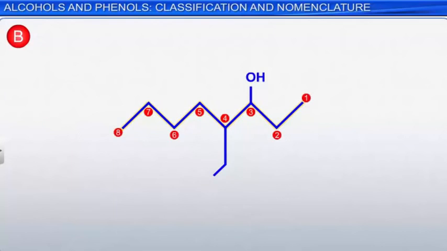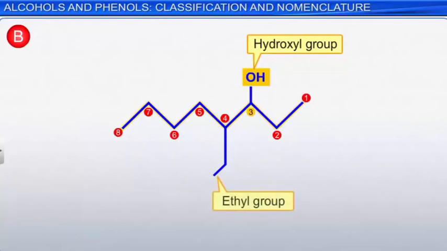If we start counting carbons at the left end of the chain, closest to the hydroxyl group, we see that the hydroxyl group is on carbon 3 and there is an ethyl group on carbon 4. So the correct name of molecule B is 4-ethyl-3-octanol.